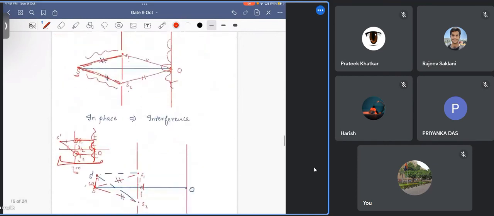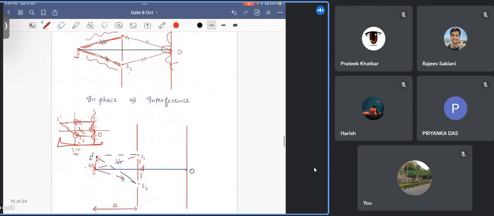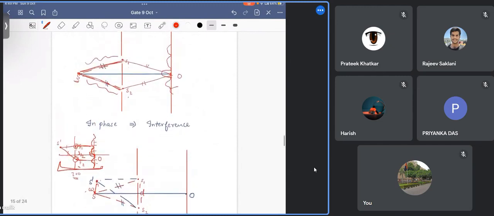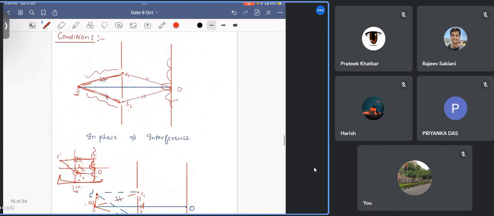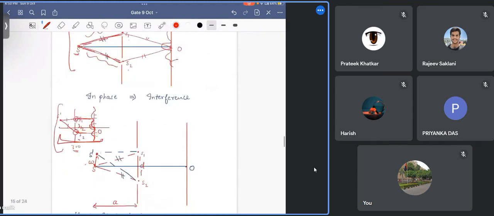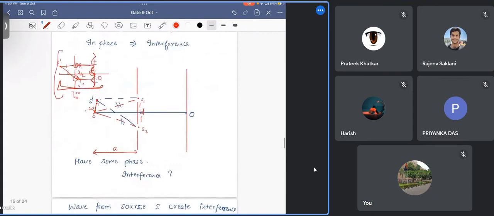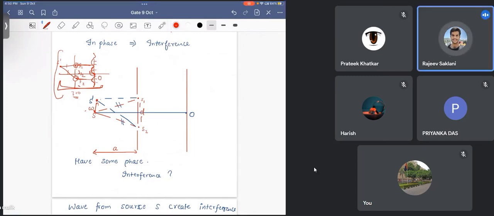So, if you have an extended source, I think you get this condition, these two. Are you able to get this condition? Otherwise, I will leave it then. Yes, ma'am.